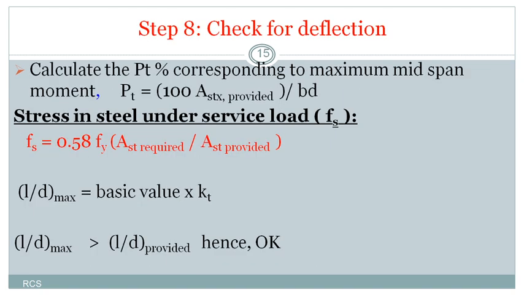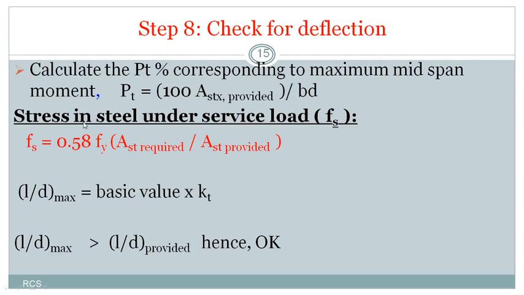Right. Then we go for the check against deflection. The deflection check will be done based on two parameters: percentage of steel and stress in steel under service load. And percentage of steel, you know how to calculate, that is Pt equal to 100 Ast provided divided by the area of cross section, that is b times d, where b is 1 meter width, and d is the effective depth of the slab. According to this, we can calculate the percentage of steel.